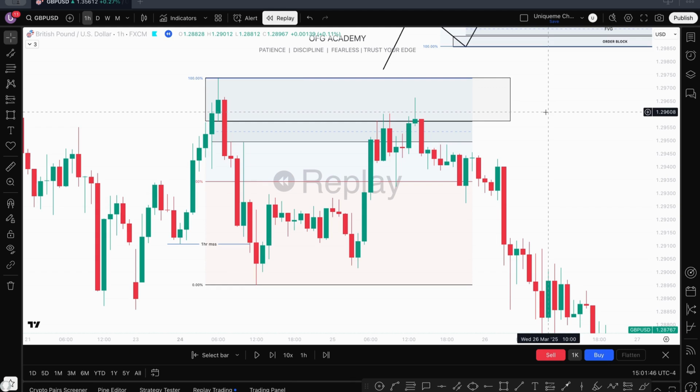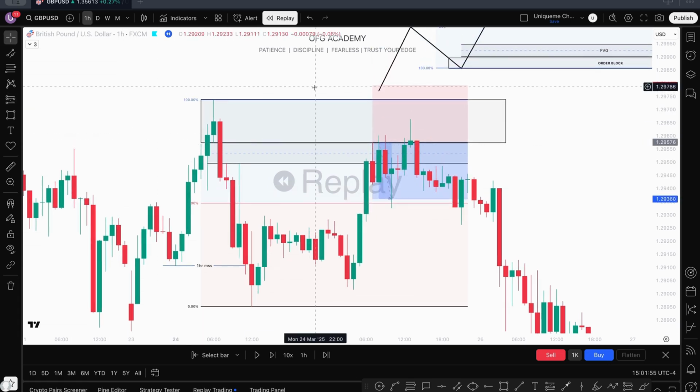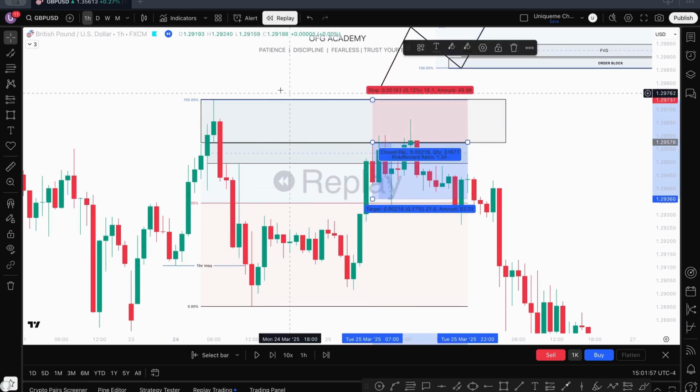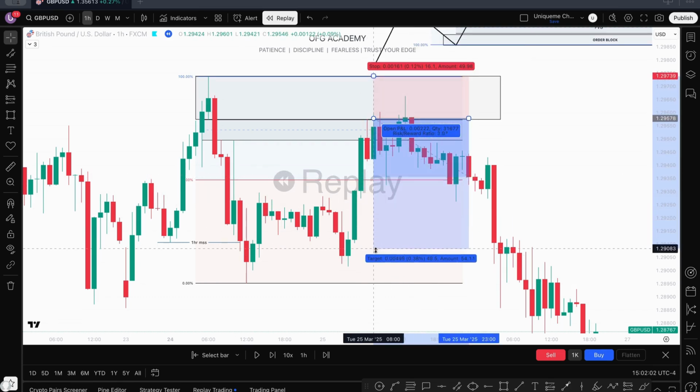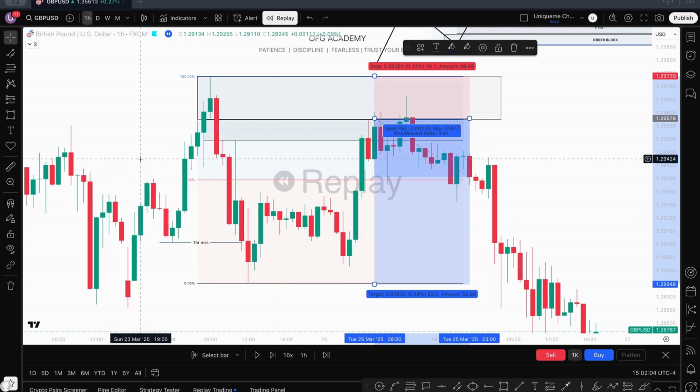But I have marked all I can see. And what do I wait for? I wait for price to get into the reference point using our conservative way of entry. You can put your stop loss around up here, and you target the next draw on liquidity below. Now, this is for a sell scenario.